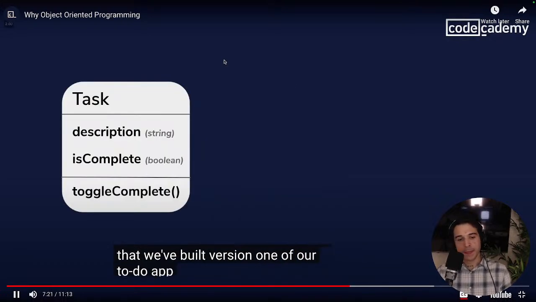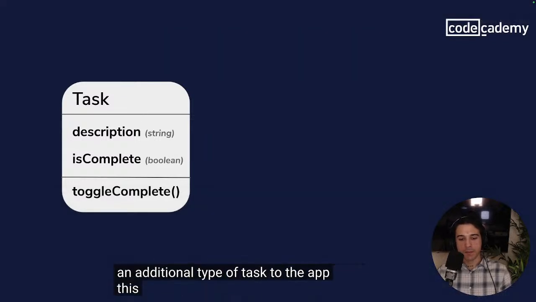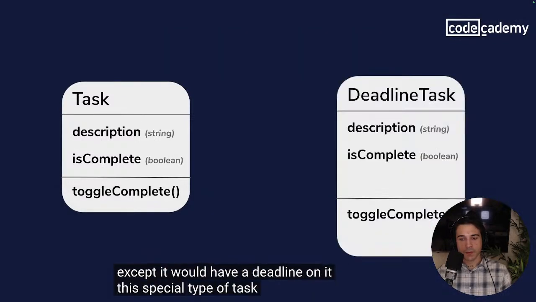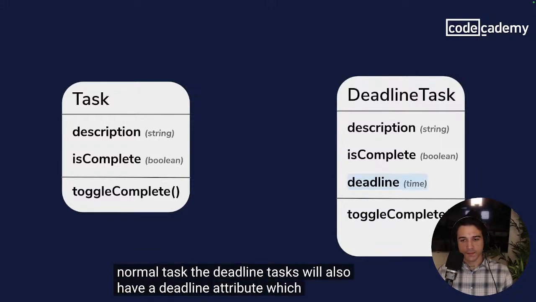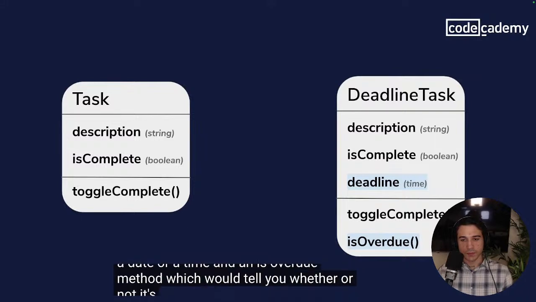Now that we built version 1 of our to-do app, let's suppose we wanted to add an additional type of task to the app. This would work like a normal task, except it would have a deadline on it. This special type of task can be called a deadline task. In addition to having all the attributes and methods of the normal task, the deadline task will also have a deadline attribute, which would be a date or a time, and an is overdue method, which would tell you whether or not it's currently overdue.